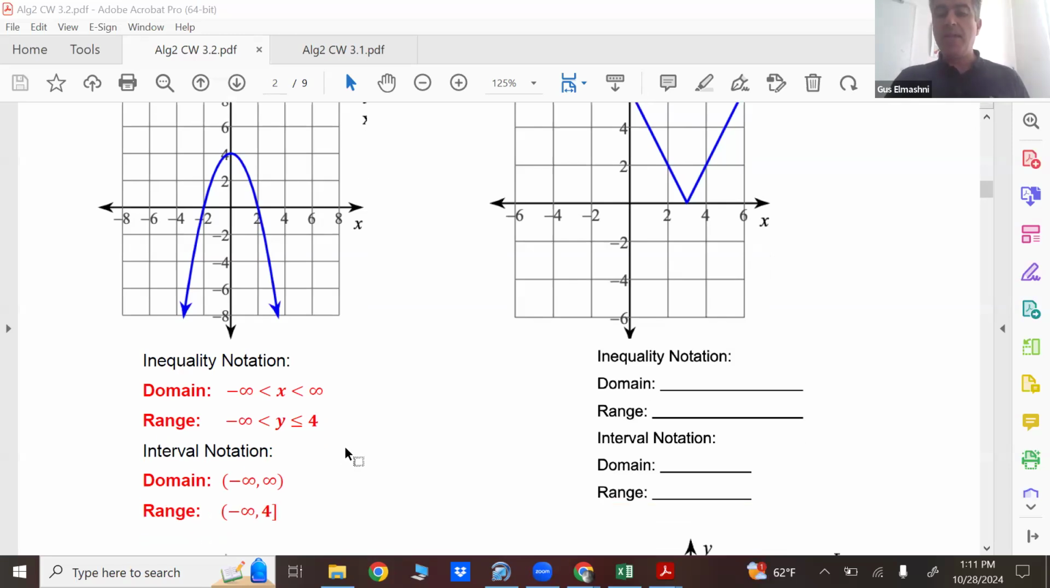Now, if you want to write it in interval notation, the bracket means included. The parenthesis means not included. 4 is included, right? There's not a hole there. So we're going to make sure that there's a bracket around 4. And it's everything less than 4, so that's why you go towards negative infinity. And always put the lower number first, the higher number second. So you want to go in that order from left to right.